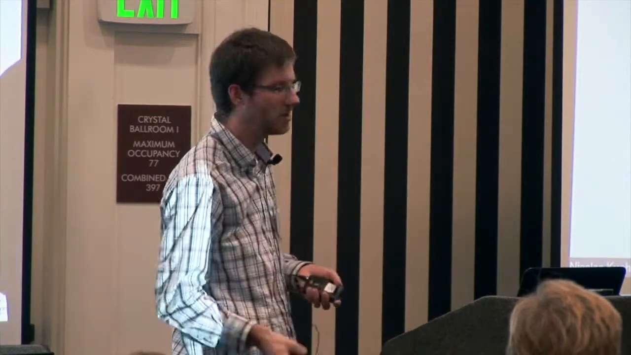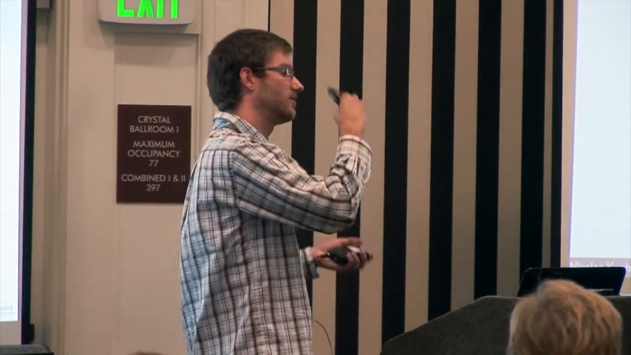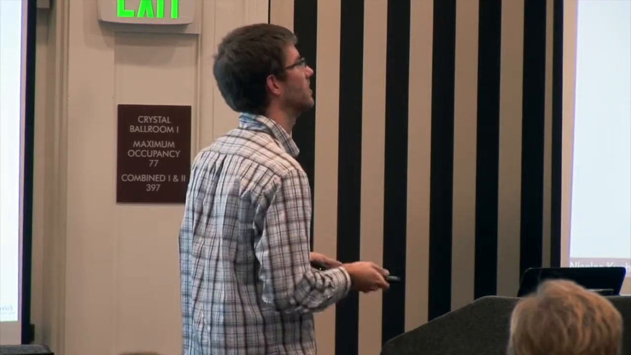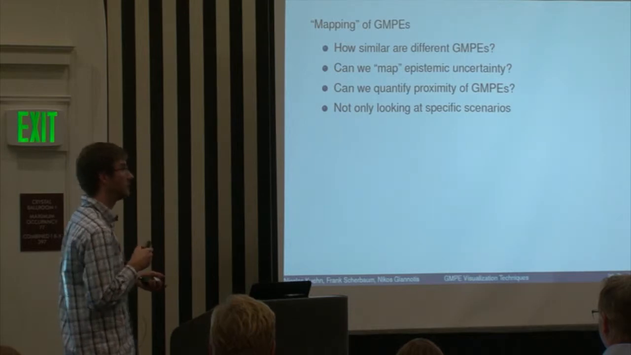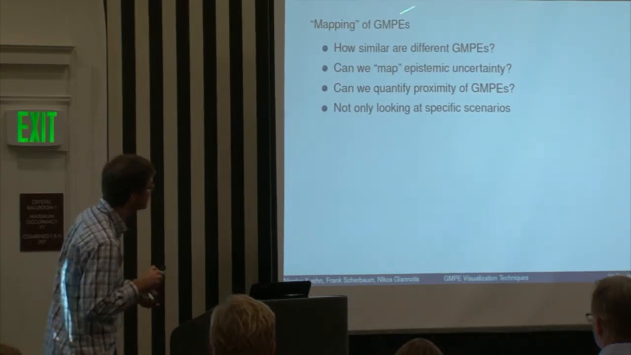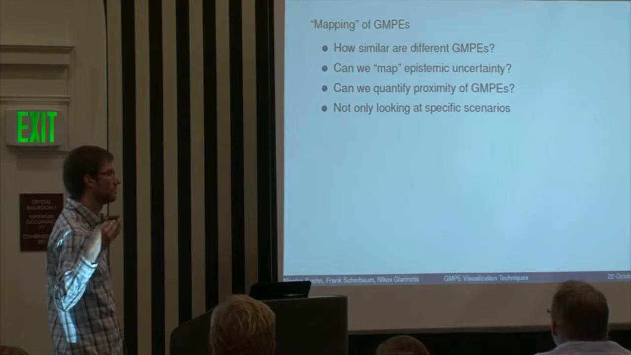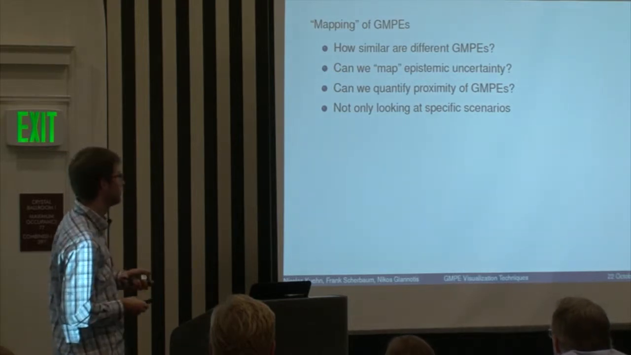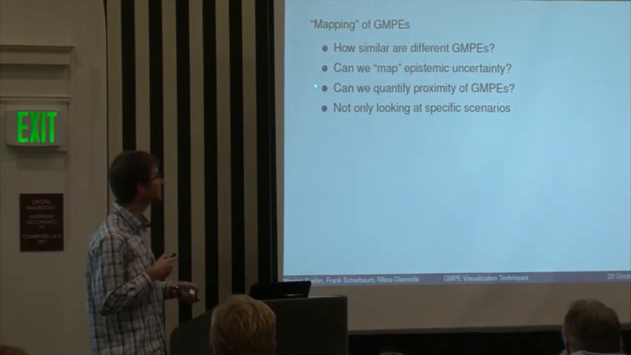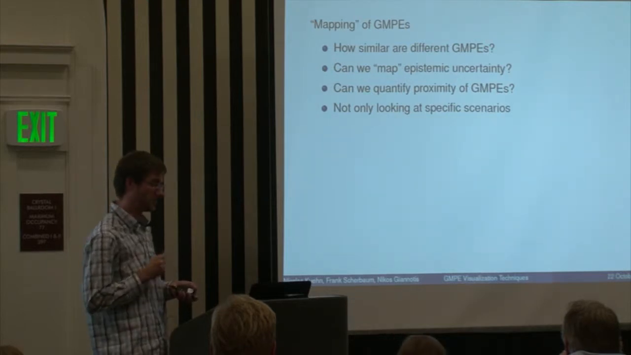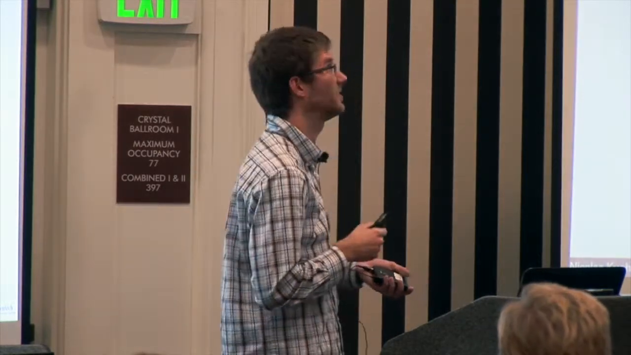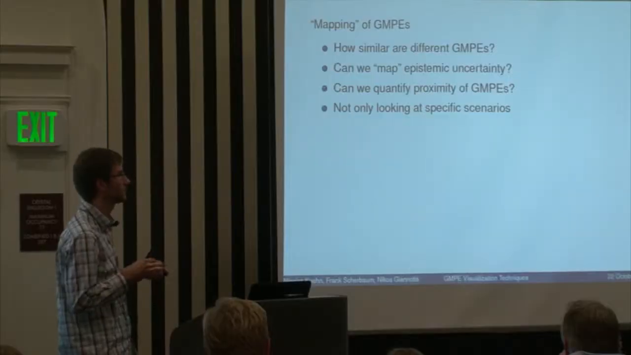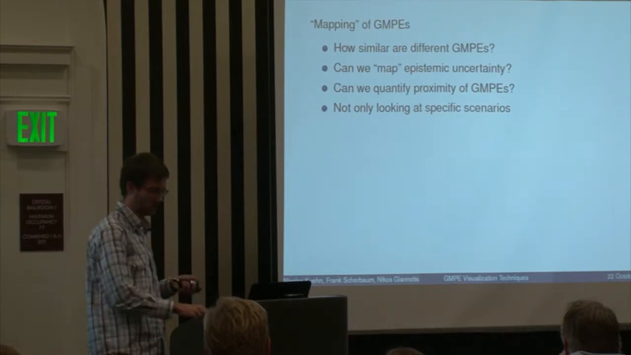Because then you have a plot for magnitude 6, then you have a plot for magnitude 7, and then you have a plot for distance 10, distance 50, and then you have a lot of plots with a lot of GMPEs on it, and it's kind of difficult to have the overview. So the motivation was to have some sort of general difference between GMPEs. And regarding this question, I think Frank would probably say yes. I'm a bit more cautious, and I would say we can map something that is related to epistemic uncertainty.